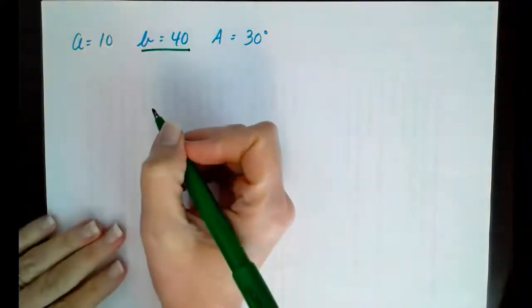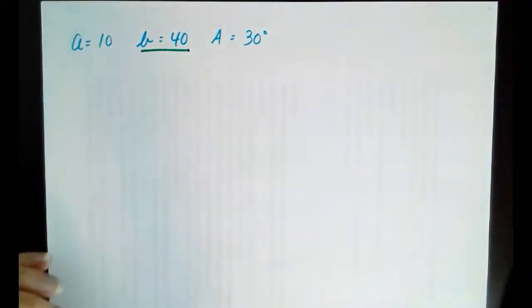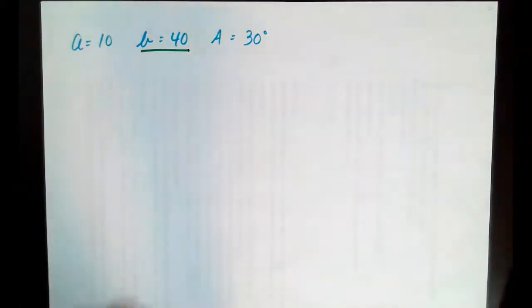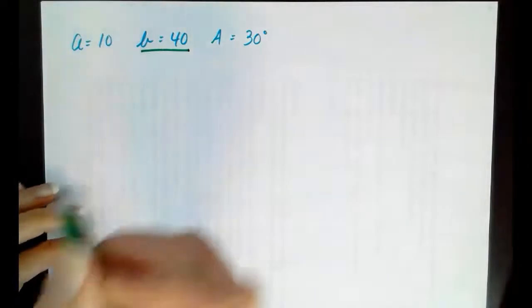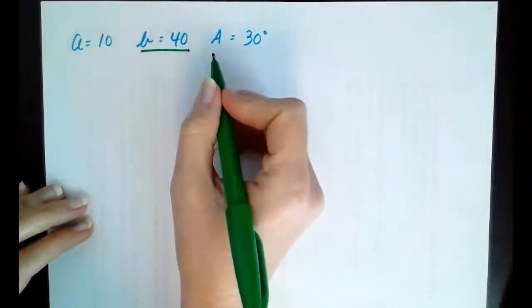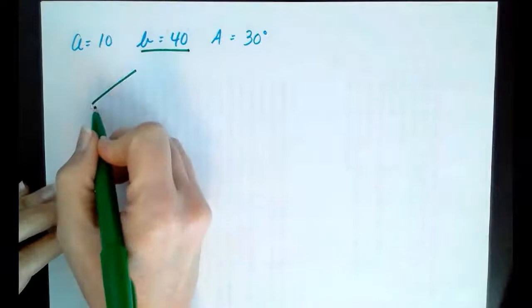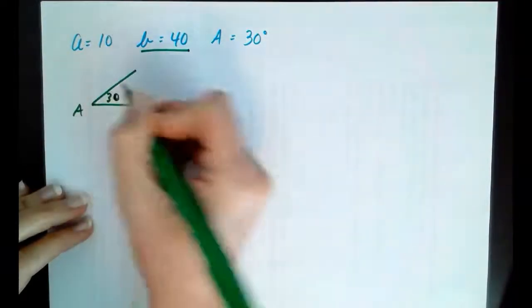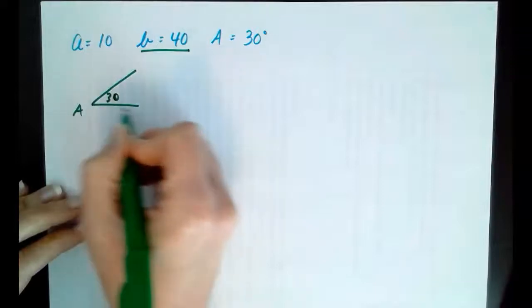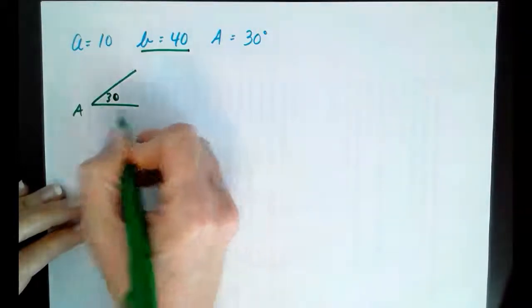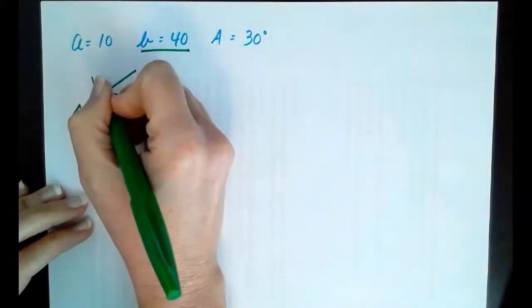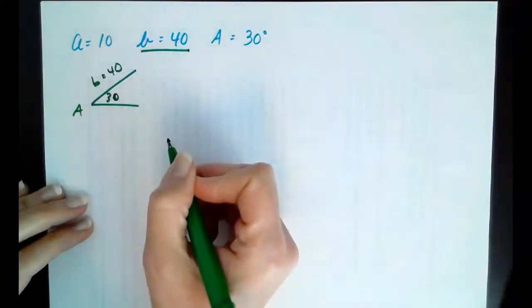One thing we did talk about in class is that the first thing we should always do is think about what H is. We want to find H first. So let's draw what we've got. We've got angle A, which is 30 degrees. We do not know how long the base is on the bottom, but we do know that this is side B, and it is 40.